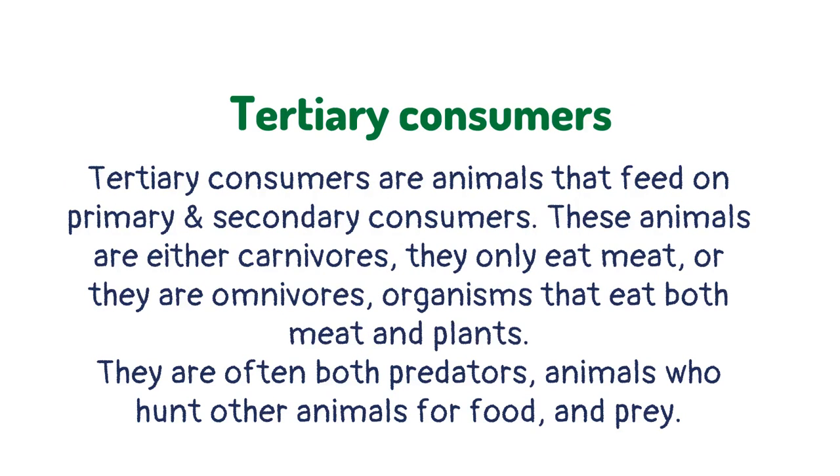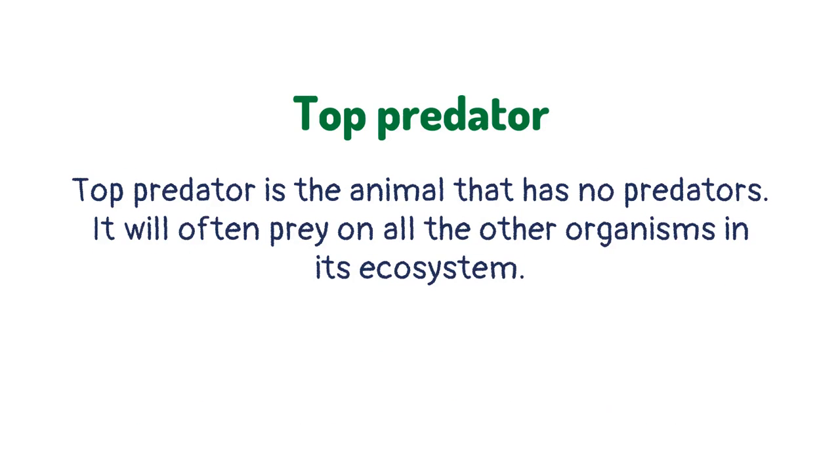Tertiary consumers are animals that feed on primary and secondary consumers. These animals are either carnivores, they only eat meat, or they are omnivores, organisms that eat both meat and plants. They are often both predators and prey. The top predator is the animal that has no predators. It will often prey on all the other organisms in its ecosystem.